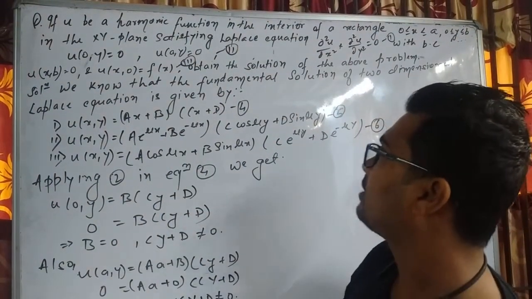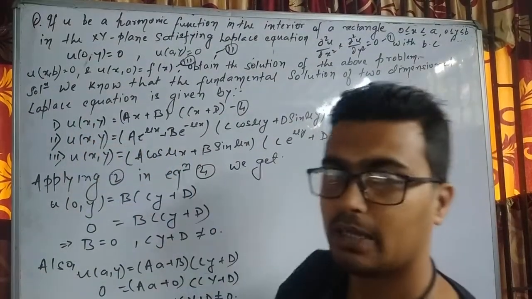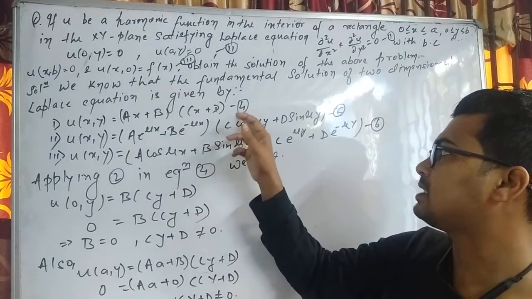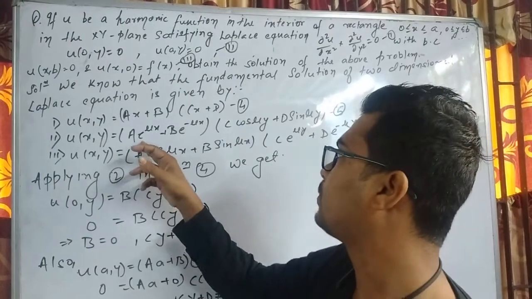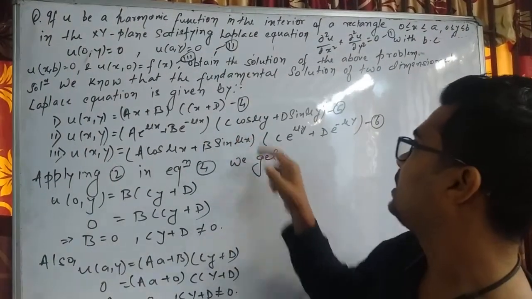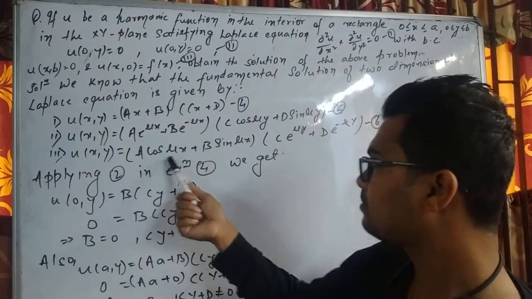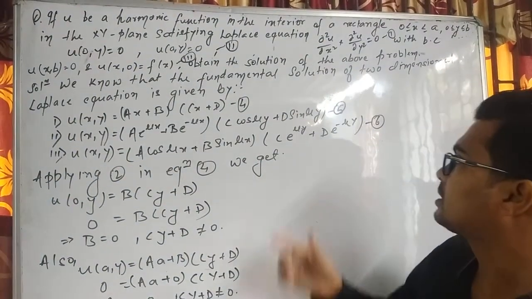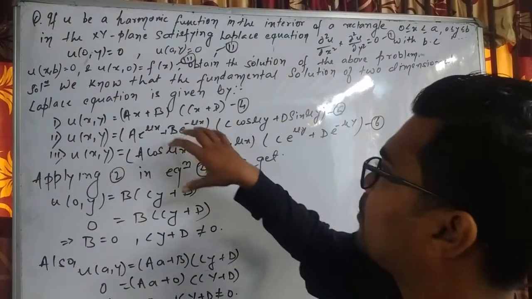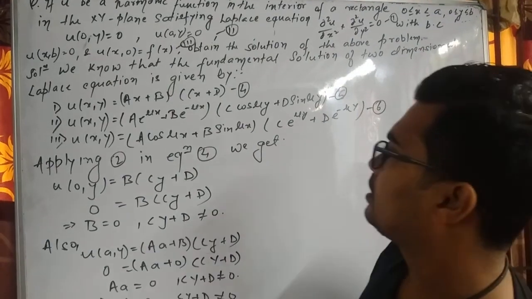Now, the fundamental solutions of the Laplace equation which we obtained in our last video were: u(x,y) equal to (ax plus b) into (cy plus d); or u(x,y) equal to (a e to the power mu x plus b e to the power minus mu x) into (c cos mu y plus d sin mu y); and u(x,y) equal to (a cos mu x plus b sin mu x) into (c e to the power mu y plus d e to the power minus mu y). Now we'll apply the boundary conditions over these solutions and try to get the solution of the problem.